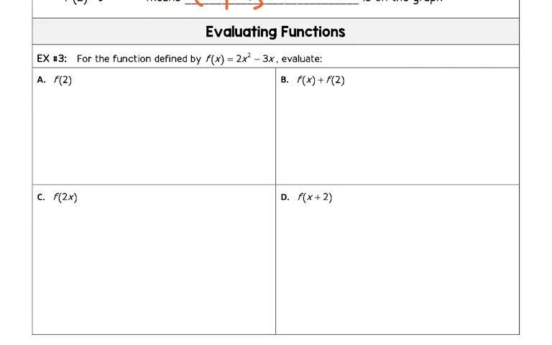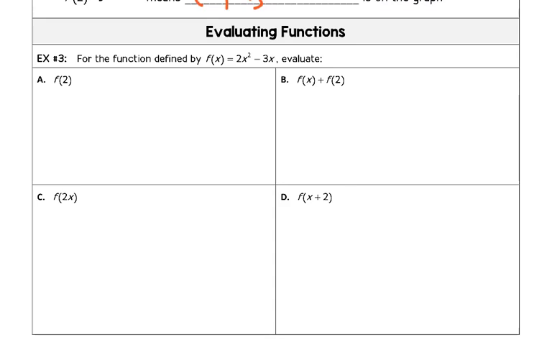Now let's move down to example number 3, where we're actually evaluating functions. If you feel like you can answer these without watching me go through the video, then feel free to pause it and see if you can get the correct answers on your own and compare your answers to mine.